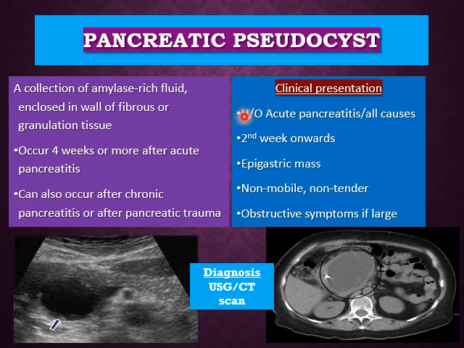The clinical presentation is usually that the patient has a history of acute pancreatitis, regardless of its cause, and the onset starts after the second week onwards, and the commonest presentation is a slowly increasing epigastric mass. The size increases, and the mass is non-mobile and non-tender, and if it is large enough, they can present with obstructive symptoms, especially jaundice or gastric outlet obstruction. The diagnosis is quite simple. It's confirmed using an ultrasound scan or a CT scan.